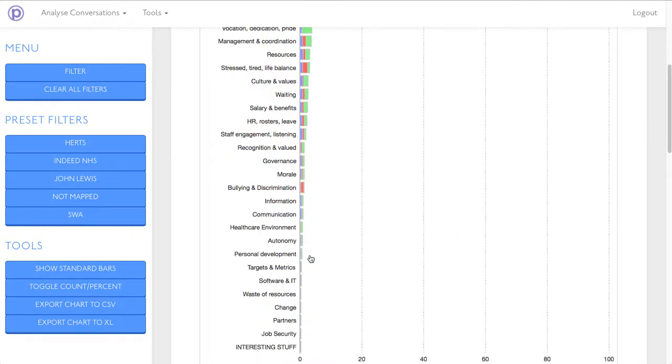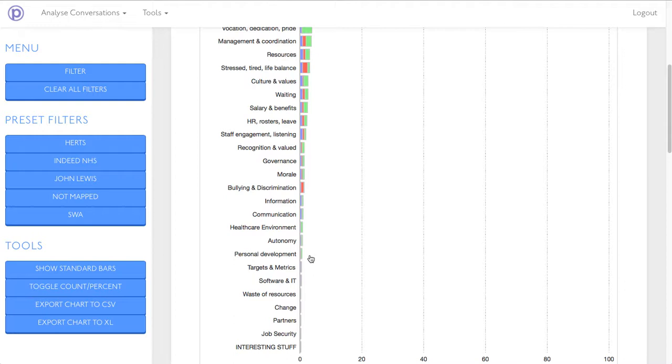Personal development. Are there opportunities to develop personally? Am I trained in other things other than just the work? Things like personal development, encouraging me to be better at my job. This is about self-worth. This is about any personal training. Targets and metrics. Wherever anybody refers to a target or a measure or a metric, it goes in here. Software and IT, any references to software in IT, apps, programs, anything like that.